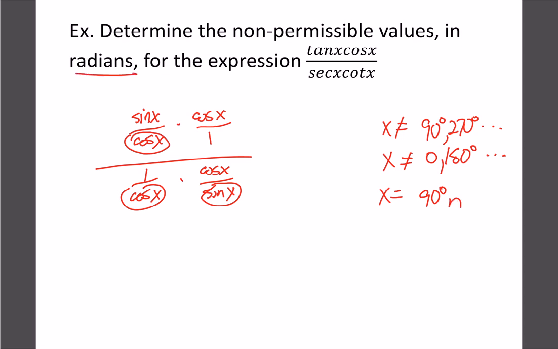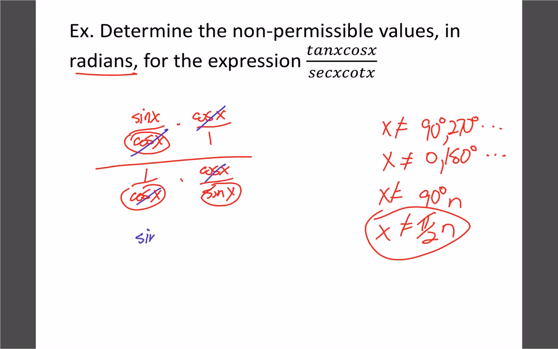And they want this one in radians, so we'd write it as pi by 2n for our non-permissibles. Okay, so x can't equal any multiple of 90 degrees or pi by 2. And that's it. So let's simplify this one a little bit further. We've got cosine top and bottom we can cancel. We've got another cosine top and bottom that we can cancel.